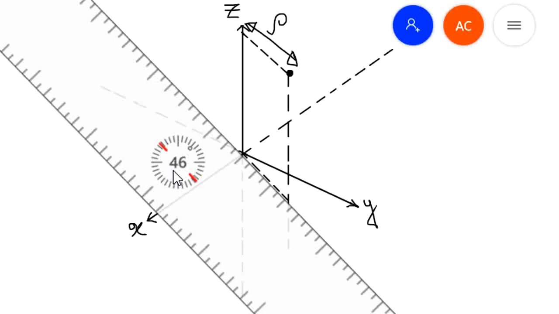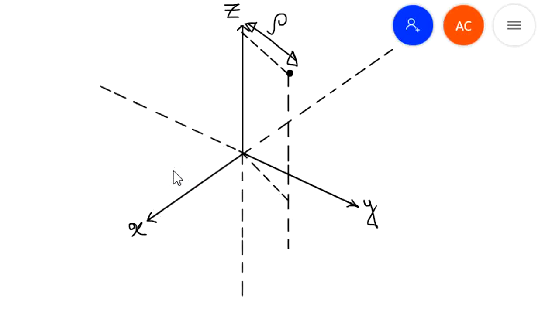Fine. Now what is phi? Already we have defined it, that phi is the angular distance of this point from x-axis. So this is the angular displacement. So this is phi. Now what about z? Z is the height along the central axis. So basically this height is z.